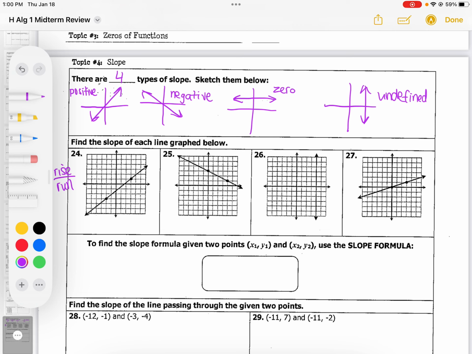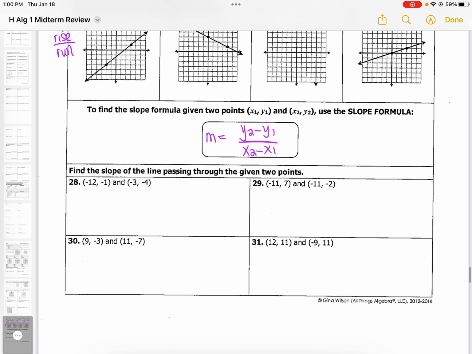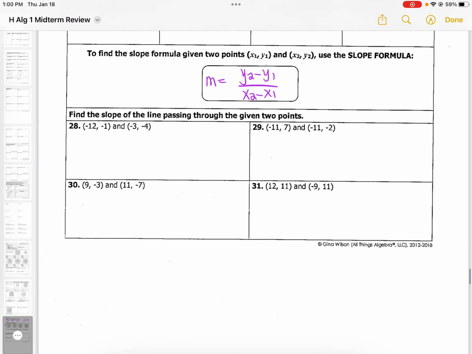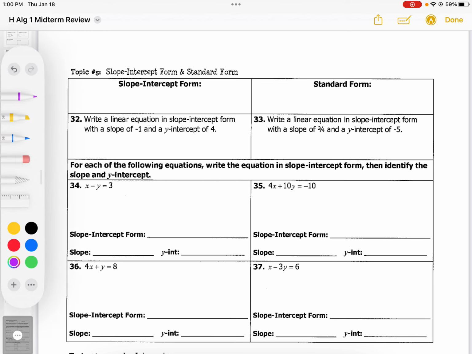The next part is finding the slope given 2 points. Let me remind you, the slope formula is y2 minus y1 over x2 minus x1. So you would use that formula to complete numbers 28 through 31. Moving on to the next page, we have slope-intercept form and standard form.